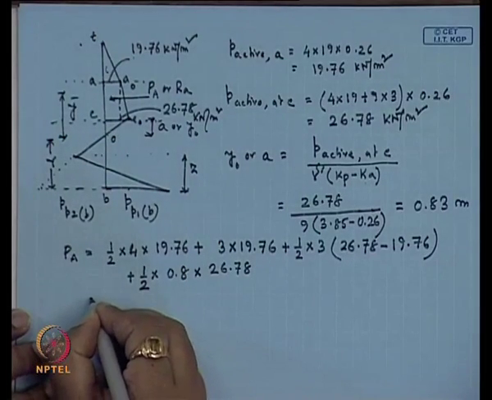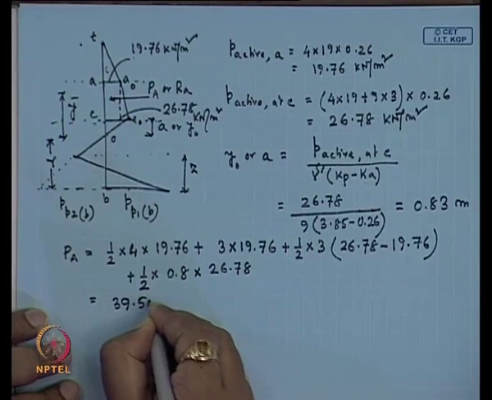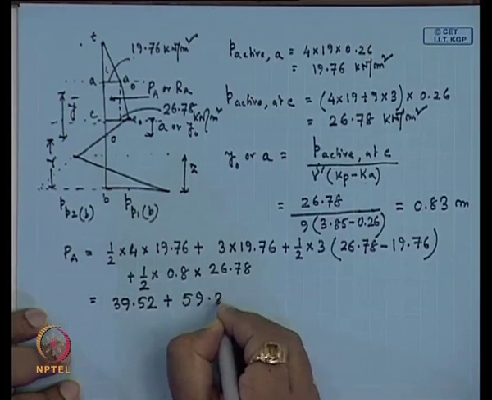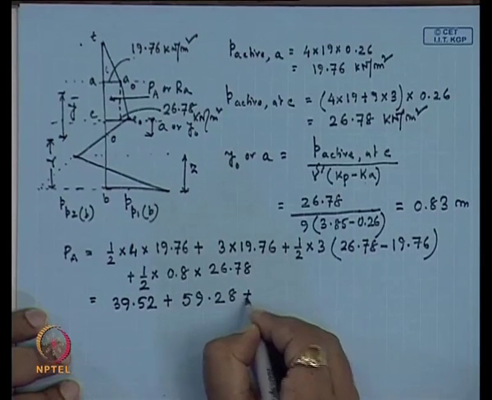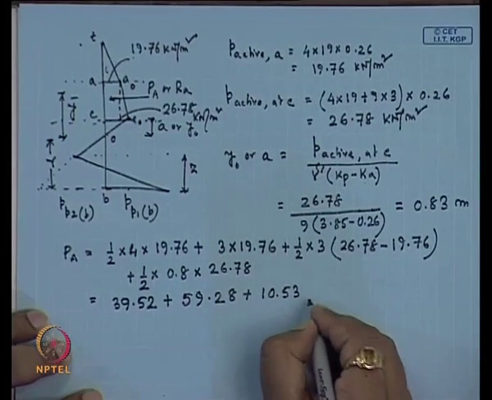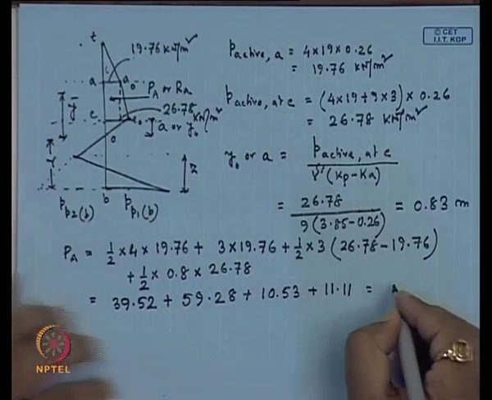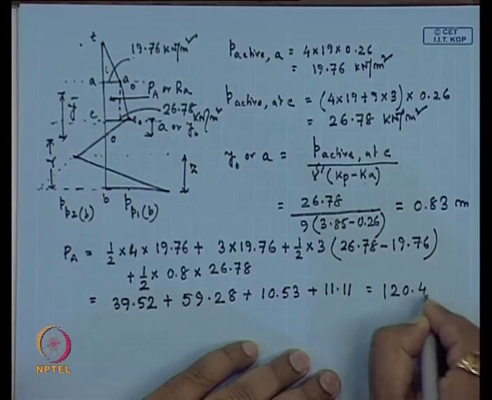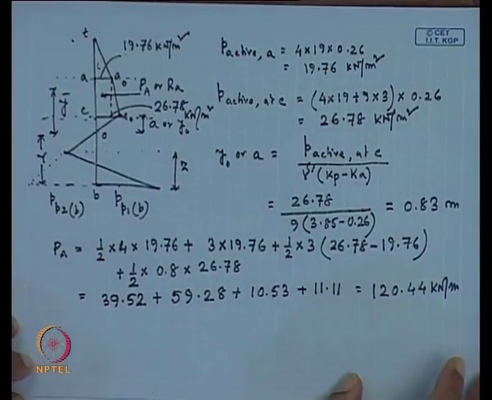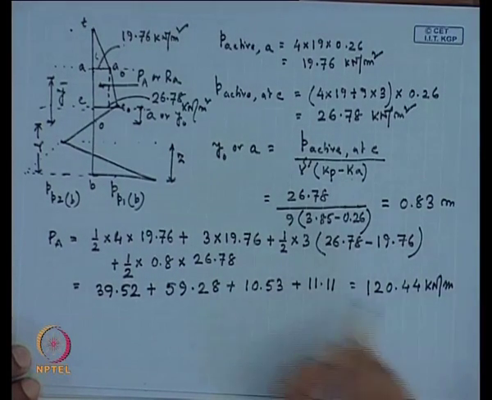So, if I write, the first one will give 39.52, the next one will give 59.28, then the third part will give 10.53, then the last one will give 11.11. So, the total force is 120.44 kilonewton per meter. It is considered in terms of per meter. So, this is 120.44 per meter.